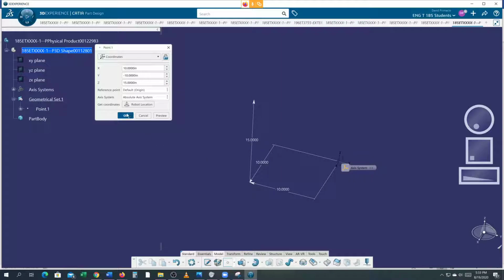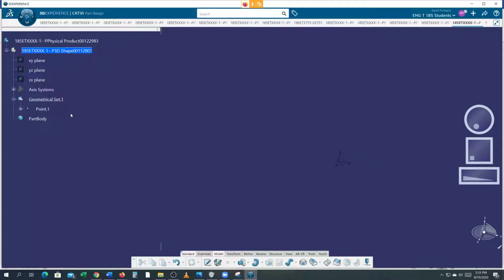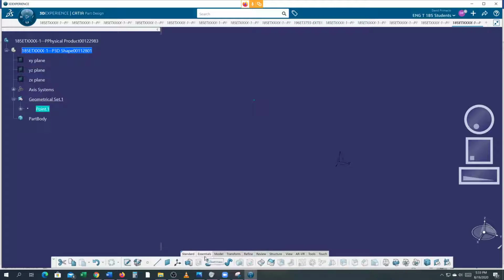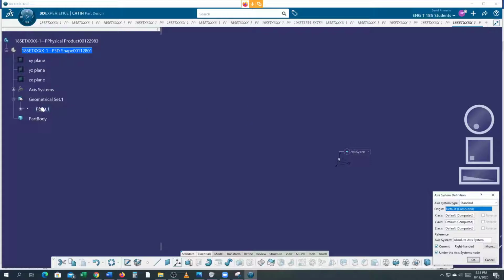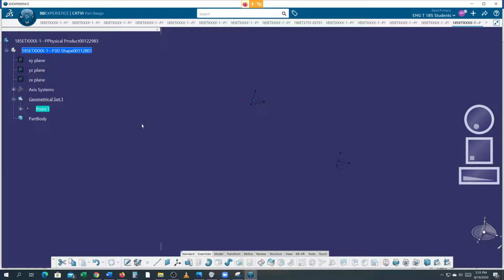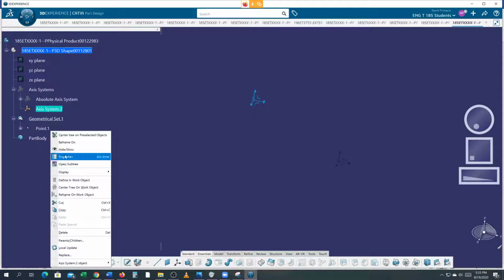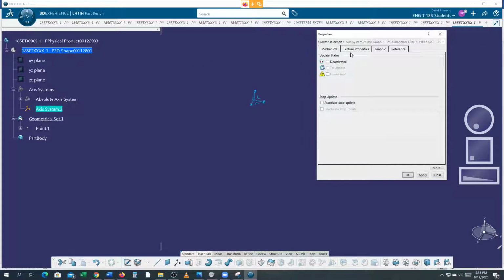When I select OK, it generates that point which you can hardly see. But I'll pick on it in the tree. That point is your coordinate for your axis system. When I go into Essentials, I can find axis and just pick that point. I'll just pick it right off the tree because I can actually see it there. Select OK. That axis system is now known as my local axis system or local part axis.